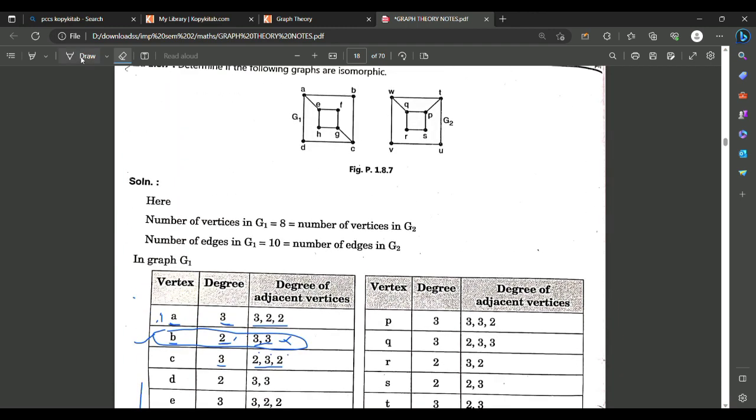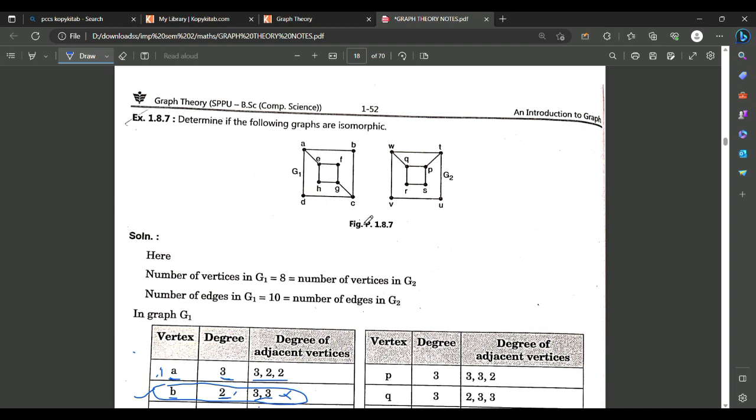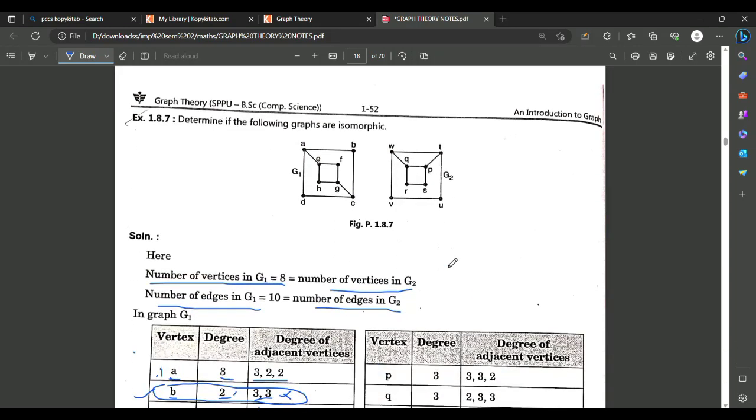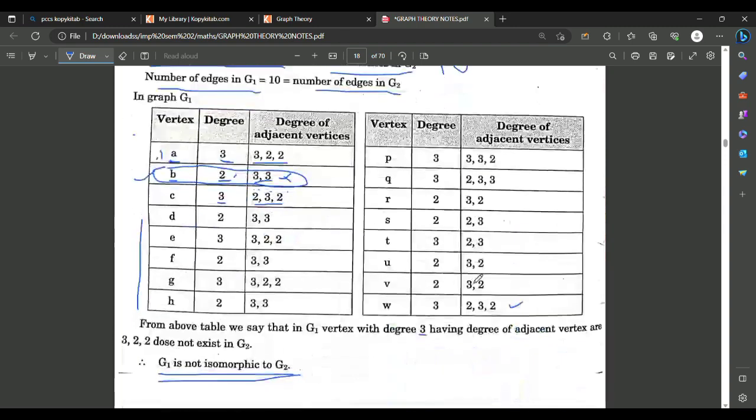Yes, now firstly we will check that the degrees of the vertices in G1 are equal to those in G2 and the number of edges in G1 is equal to the number of edges in G2. If they are not equal, we will say that they are not isomorphic. That's it.